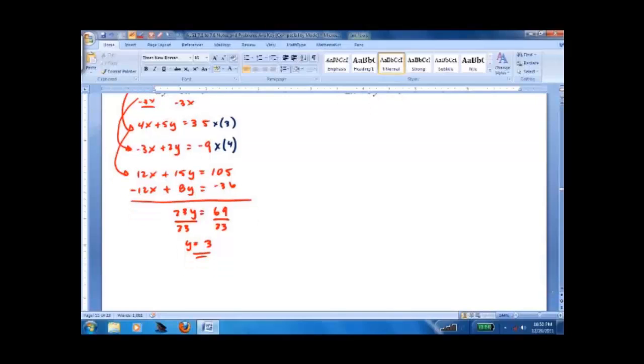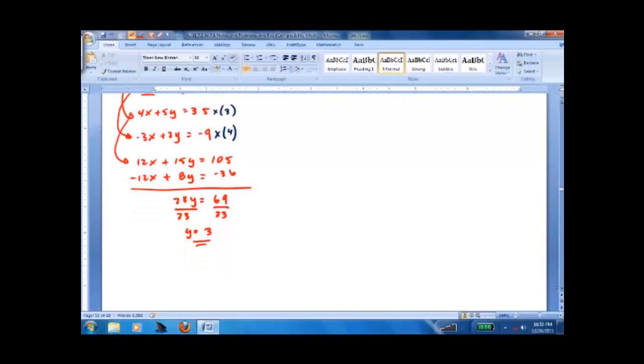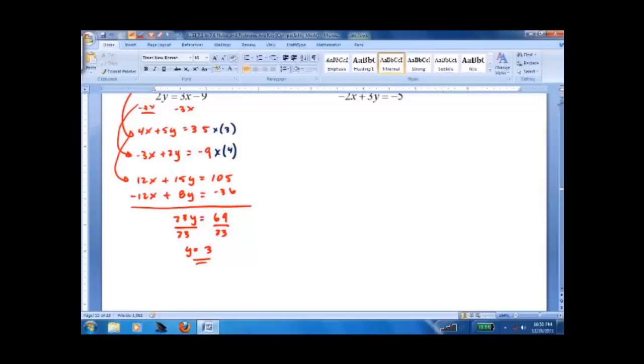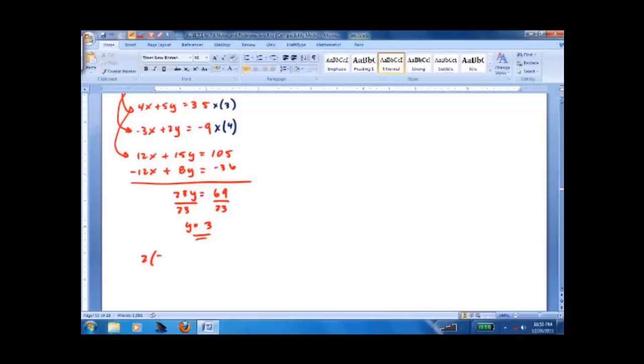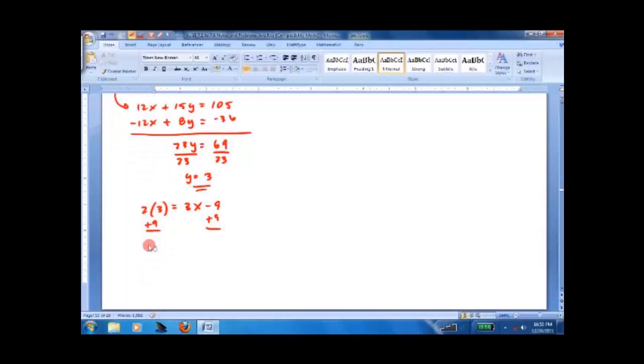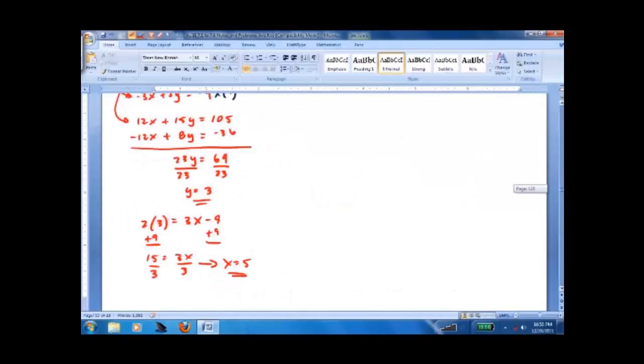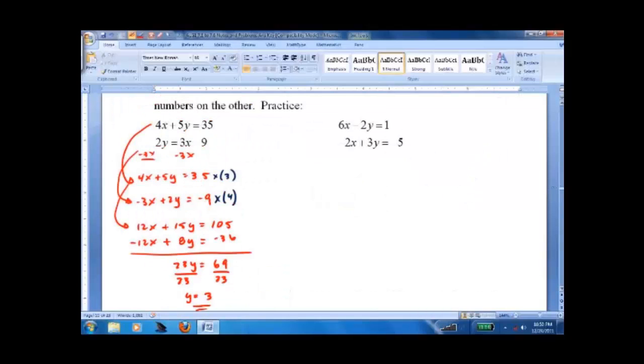Put it back in an equation. Equation is 2y equals 3x minus 9. 2 times y equals 3x minus 9. Six plus 9 is 15. Divide both sides by 3. X equals 5. So go all the way back up here and we've got 5 comma 3.